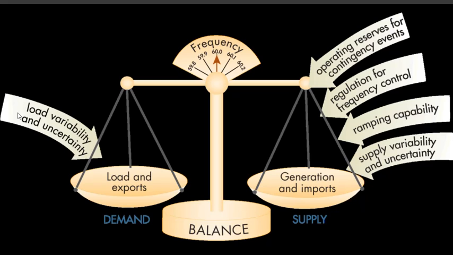The parameters which decide the demand are load variability and uncertainty, and operating resource for contingency. The parameters which decide the supply are regulation for frequency control, operating resource for contingency events, ramping capability, and supply variability and uncertainty.